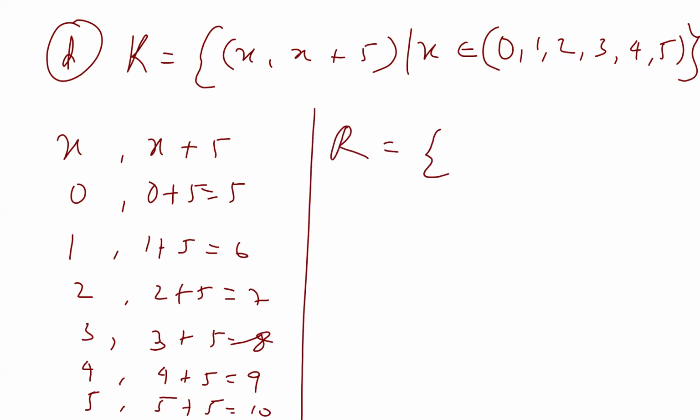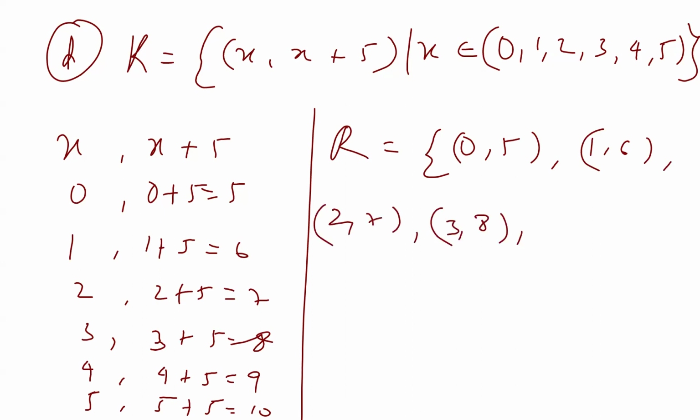So the ordered pairs are (0, 5), (1, 6), then (2, 7), (3, 8), (4, 9), (5, 10). So the domain is 0, 1, 2, 3, 4, 5. The range is 5, 6, 7, 8, 9, 10.